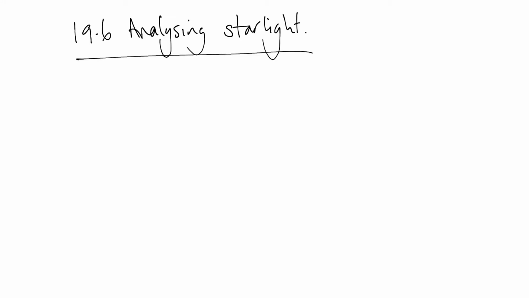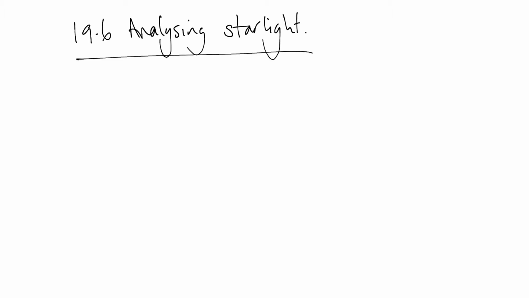Hello everyone, today we're going to look at chapter 19.6, Analysing Starlight, and with that we'll be looking at the use of a transmission diffraction grating to determine the wavelength of light, using the equation d sin θ = nλ, so that we can find out different values of wavelength depending on the grating spacing.